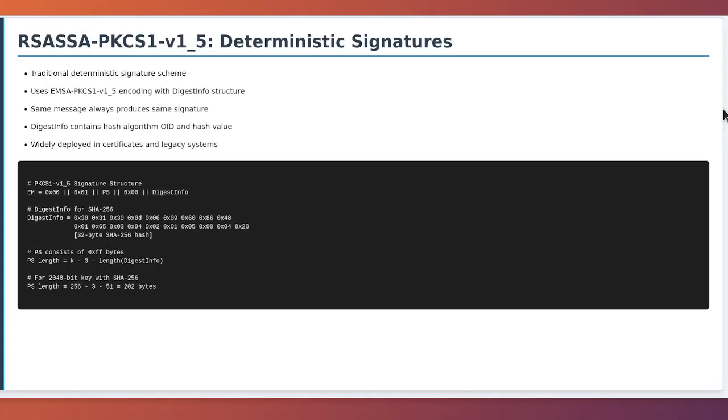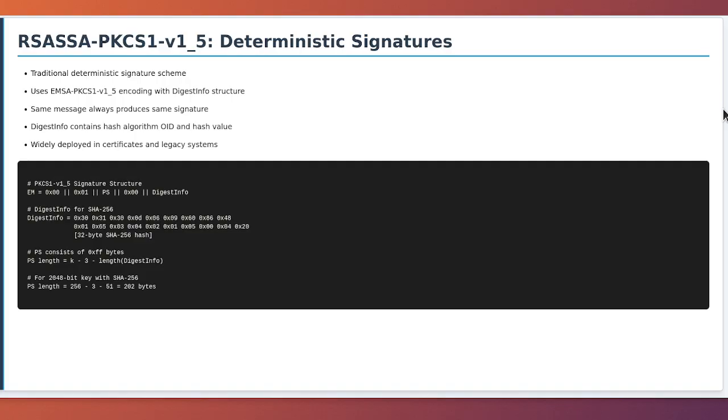RSASSA-PKCS1 version 1.5 signature scheme. RSASSA-PKCS1 version 1.5 is the traditional deterministic signature scheme that has been used since the original PKCS #1 standard. Unlike PSS, this scheme is deterministic, meaning signing the same message with the same key always produces the same signature. While RFC 8017 still specifies this scheme, new applications should prefer PSS for its stronger security properties.